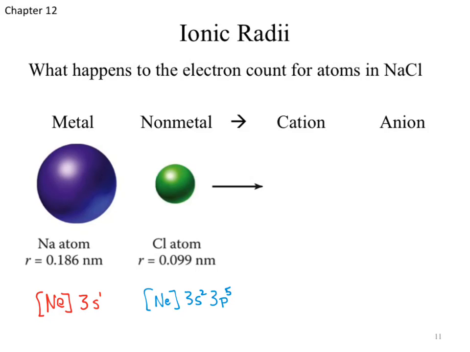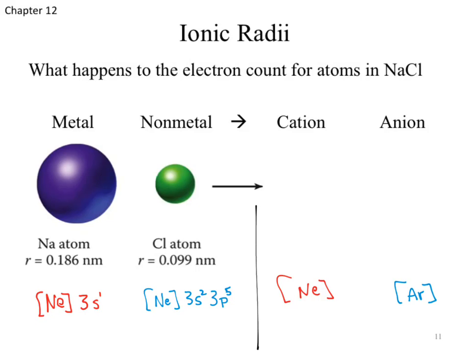So what happens to the electron configuration for our sodium? It then drops down to just like neon. What happens to the chlorine atom? It's gained 1 extra electron. So if we actually wrote it out, we could say 3s2, 3p6, or we could say that's the configuration for argon, right?